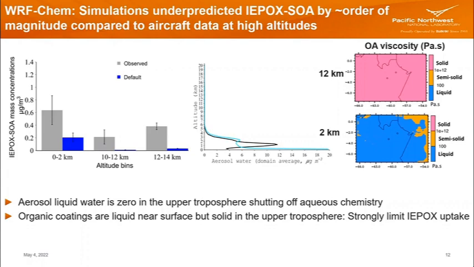When I first started modeling this, I thought, okay, there is no way I'm getting IEPOX SOA in the upper troposphere. There are 2 main issues: this solid shell of organic aerosol and also no liquid water. So then why is the aircraft actually seeing IEPOX SOA in the upper troposphere? That was a major conundrum for some time.